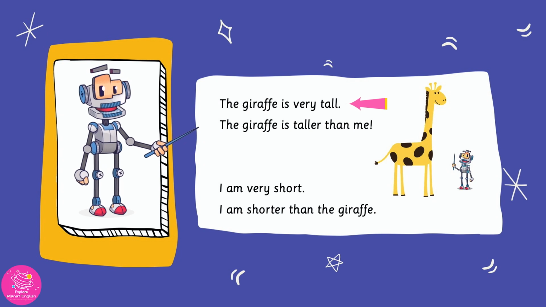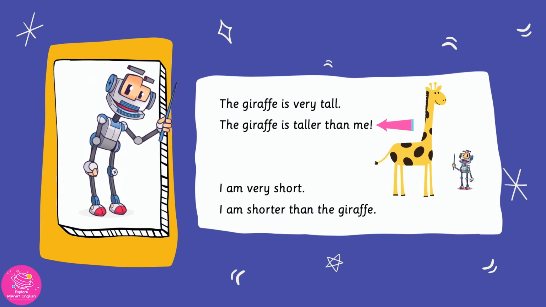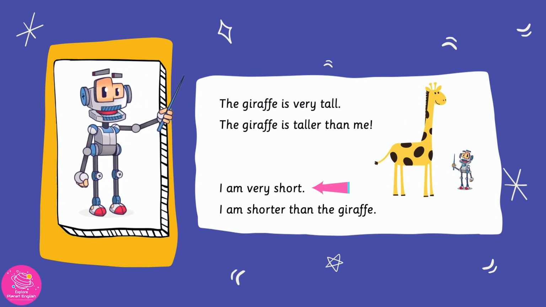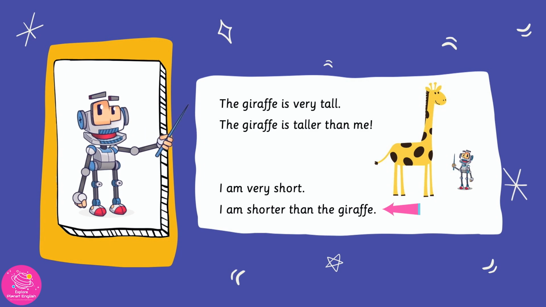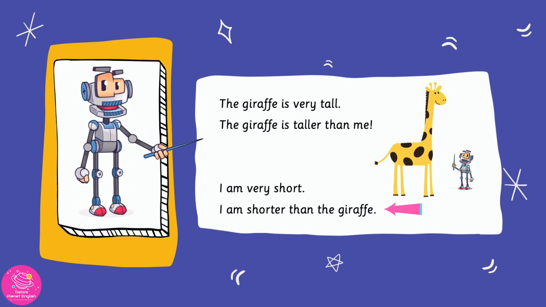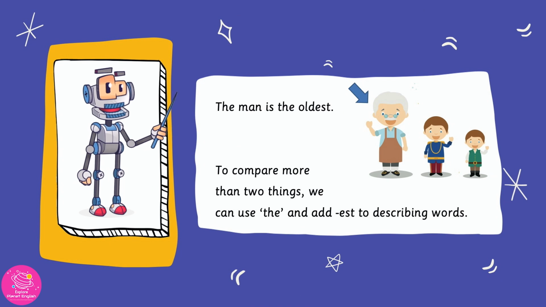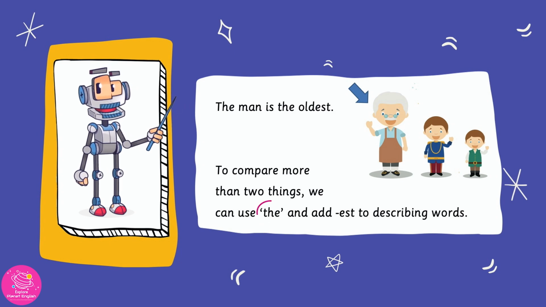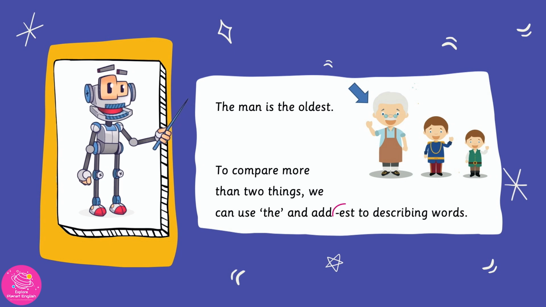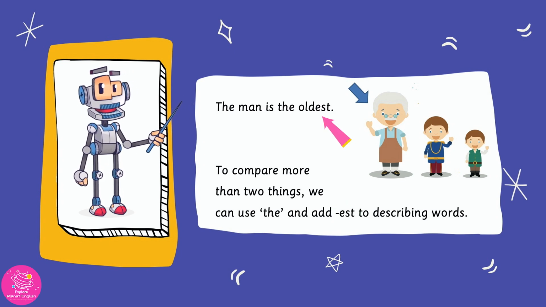The giraffe is very tall. The giraffe is taller than me. I am very short. I am shorter than the giraffe. To compare more than two things, we can use the and add the letters EST to the describing word. The man is the oldest.